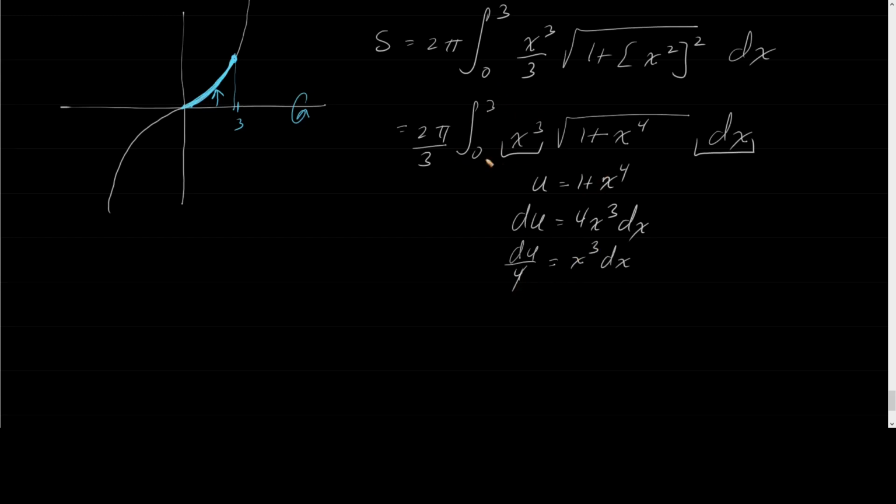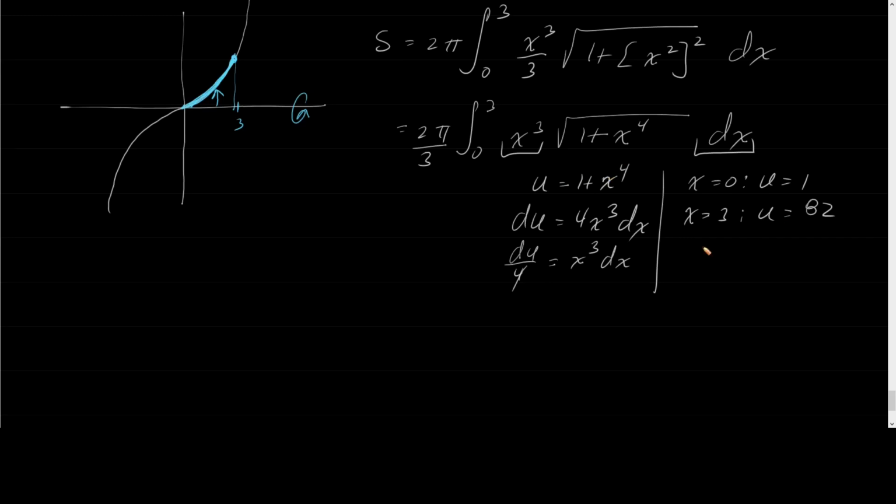But look at our bounds. Our bounds here are in terms of x. I need them in terms of u. When x equals 0, u equals 1, since 0 to the fourth is 0, and 0 plus 1 is 1. When x equals 3, u equals 82, since 3 to the fourth is 81: 3 times 3 is 9, and then that times 9 is 81. 81 plus 1 is 82.